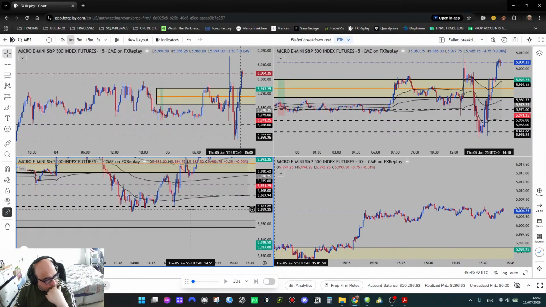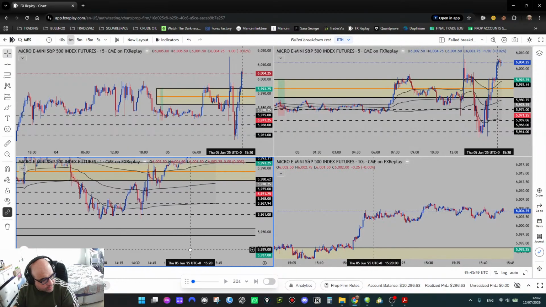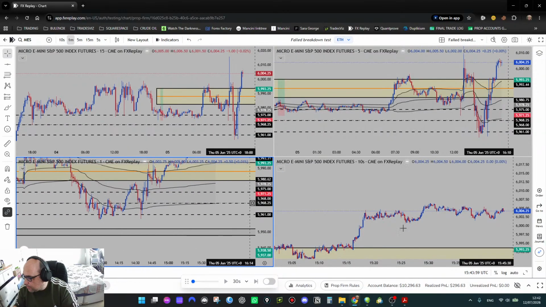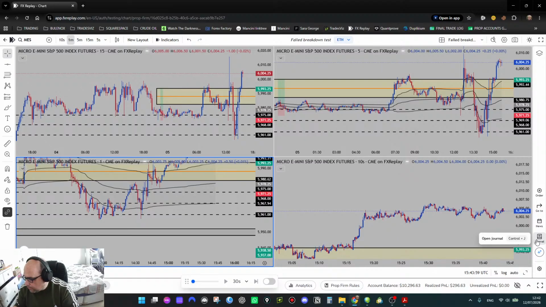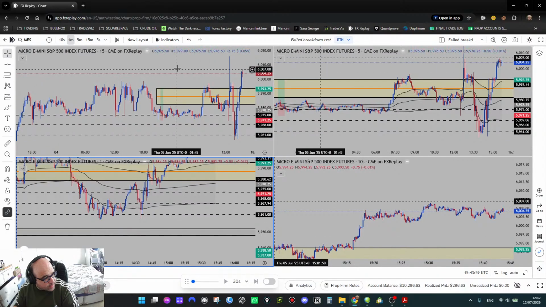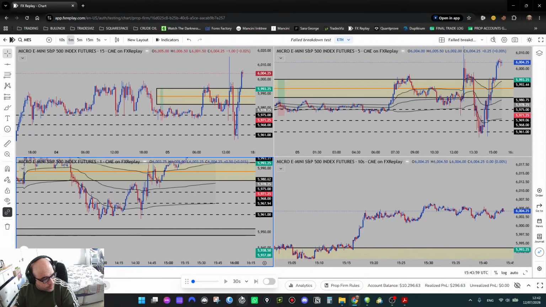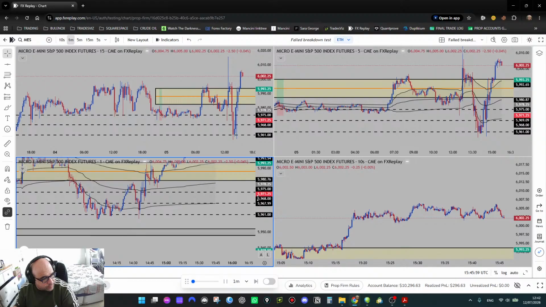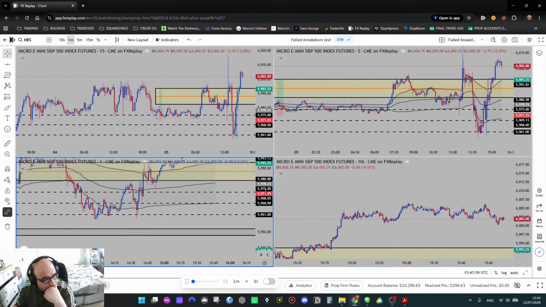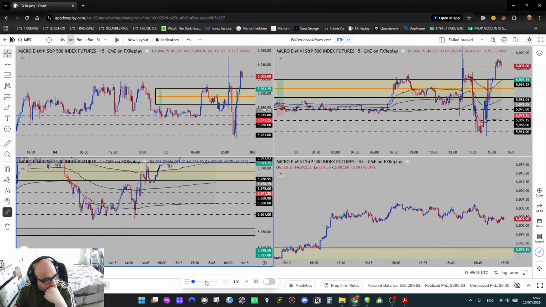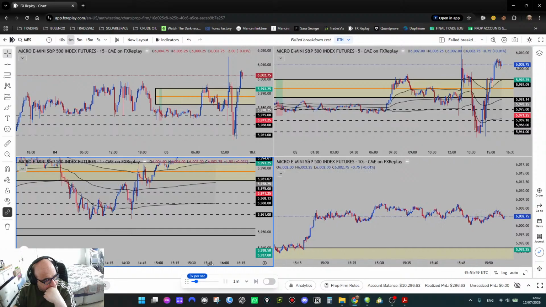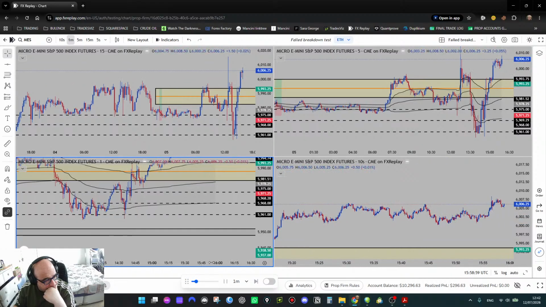Yeah, so this is supposed to be a failed breakdown in this zone later in the evening at 7:50 p.m. Okay, we can carry on our replay. We can probably take it a bit faster.